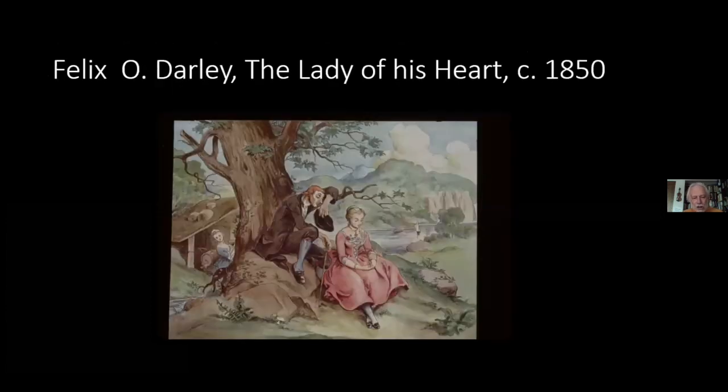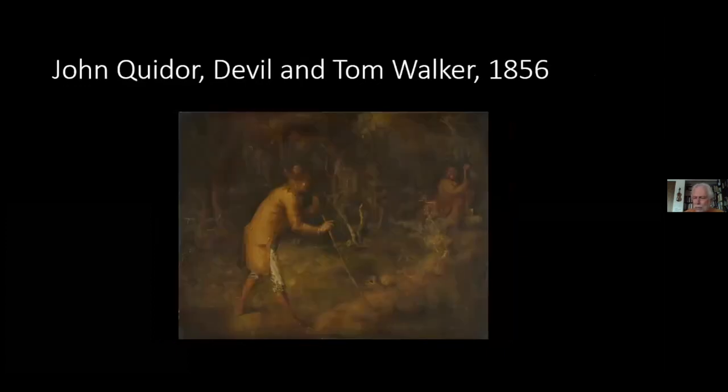And here's another Darley, the lady of his heart, showing the lovesick young Ichabod, and, very demure in this case, rather than dancing away, Katrina Van Tassel. So these are illustrations that are paintings, but then were made into direct book illustrations for the editions, the new Sunnyside edition and the others of the collected works of Washington Irving. And that subject stays with people throughout a good part of the century.